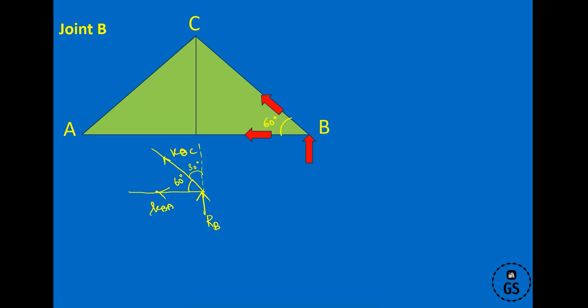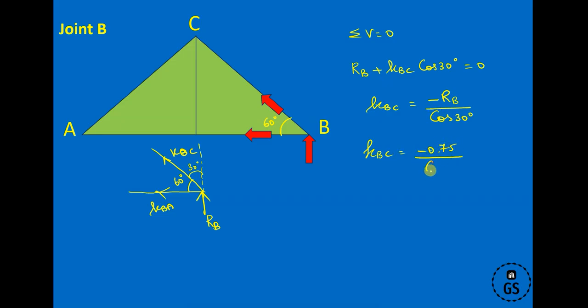When you resolve this force, it's very simple to resolve in the vertical direction. So let's go with the vertical direction. Summation of vertical equal to 0, so RB plus KBC cos 30 degrees equal to 0. Equating that, KBC is equal to minus RB divided by cos 30 degrees. So KBC is equal to, now RB we know is 0.75, divided by cos 30 degrees.